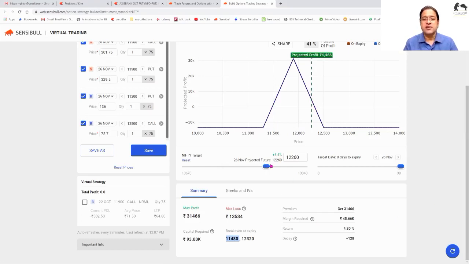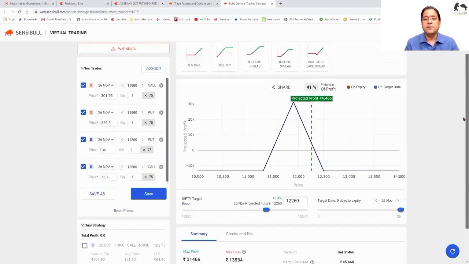So let's see, even if the market closes 3% up from wherever it is, you'll still end up making about 4.8% return. Now the maximum loss is 13,534 and the maximum profit is about 31,000. This is how it looks. And currently the total capital requirement is about 93,000. Even though the margin required is only 45K, the various premiums which you are buying require that kind of premium.